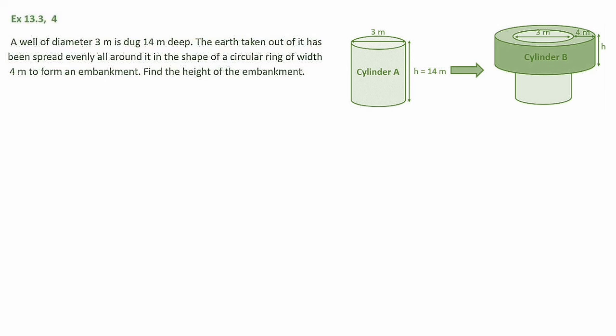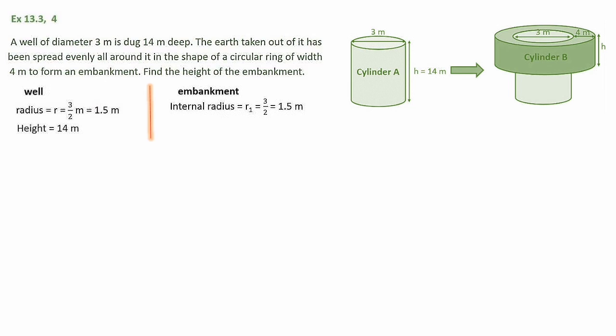So let's write down the given measurements for the case of the well. Radius is 3 by 2, that is 1.5 meter, and height is given to us as 14 meter. And in case of the embankment, it is a circular shaped ring. There are 2 radii. So the first radius, called the internal radius, we can consider as R1, that is 3 by 2, which is 1.5 meter. And here the width of the embankment is 4 meter. Width means from the inner circle to the outer circle, the measurement is 4 meter.